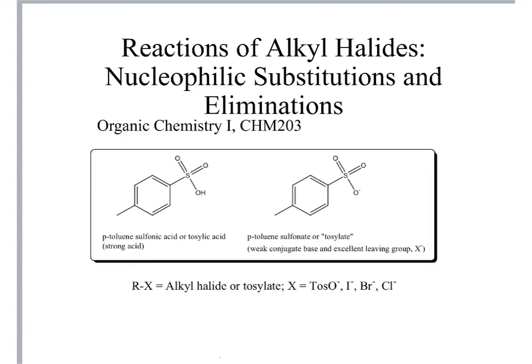In this chapter, we'll focus on reactions of alkyl halides and tosylates. I will use the designation X for halides and tosylates. Tosylate leaving group is a conjugate base of tosylic acid or para-toluene sulfonic acid, and tosylate is an excellent leaving group and we'll treat it as a pseudohalide.